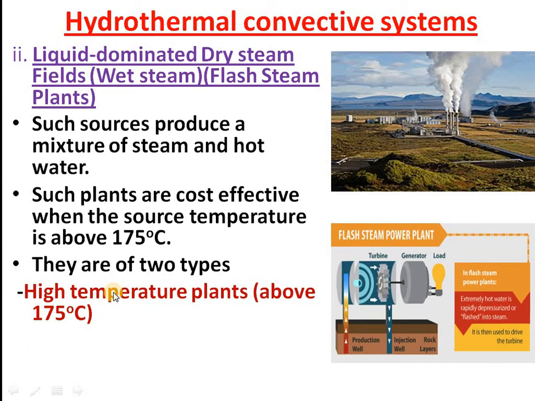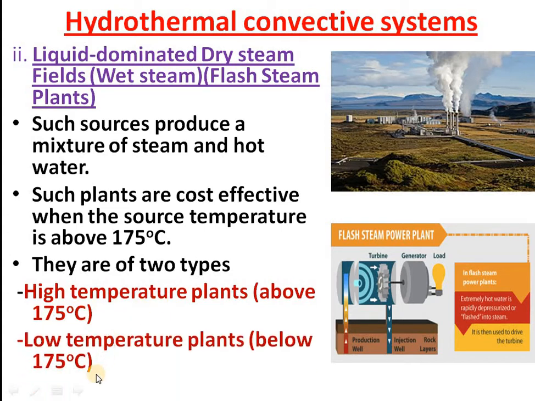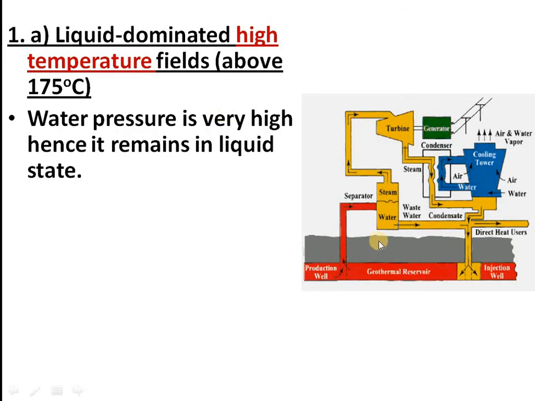You can classify the two types depending on the temperature. If the temperature is above 175 degrees Celsius, we call it a high temperature plant, and if the temperature is below 175 degrees Celsius, we call it low temperature. Let us see how they work, high temperature and low temperature. In the case of a high temperature plant, what happens? When it is drawn from the underground, it is still in the liquid state.